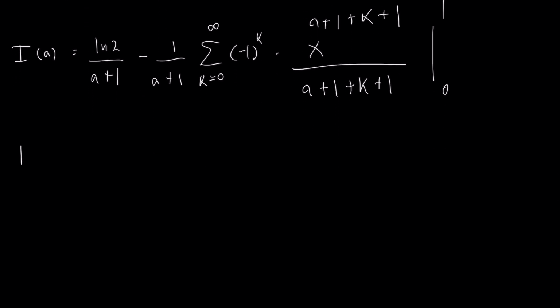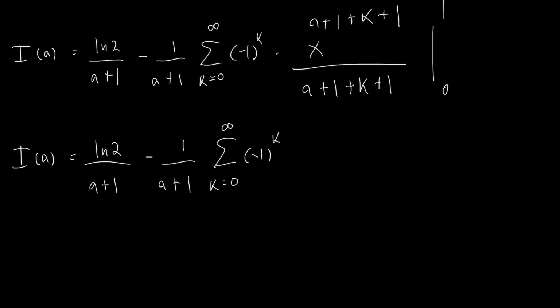And this ends up simplifying into I of a is the natural log of 2 divided by a plus 1 minus 1 over a plus 1, and then the sum from 0 to infinity, negative 1 to the k, and we're going to have a 1 over k plus 2 plus a.